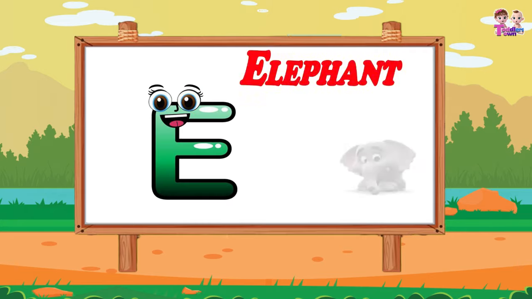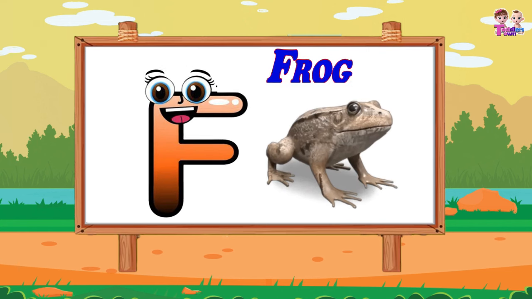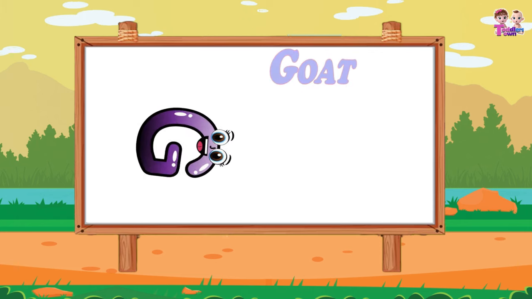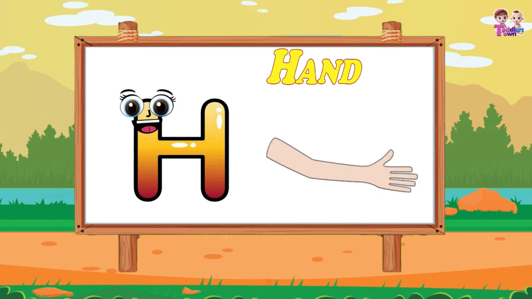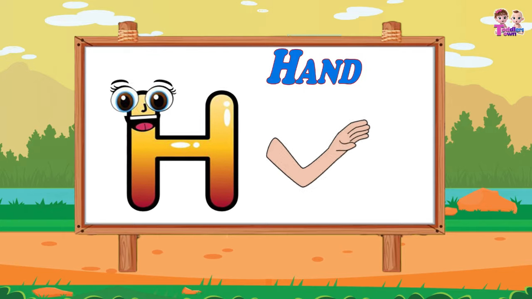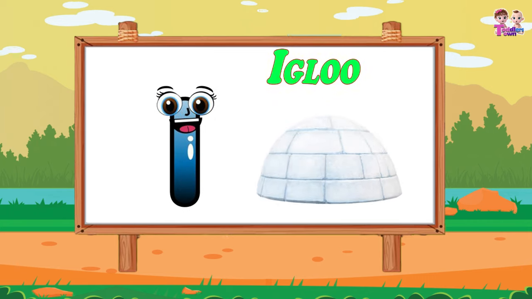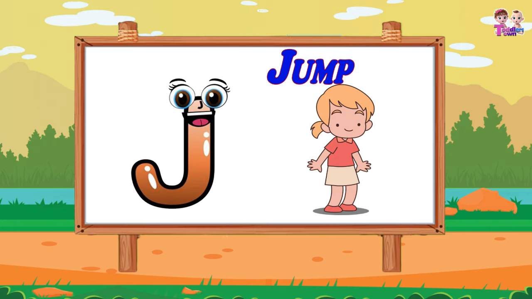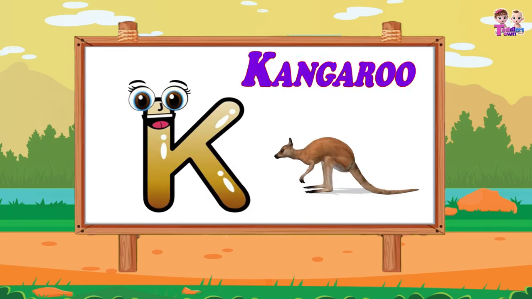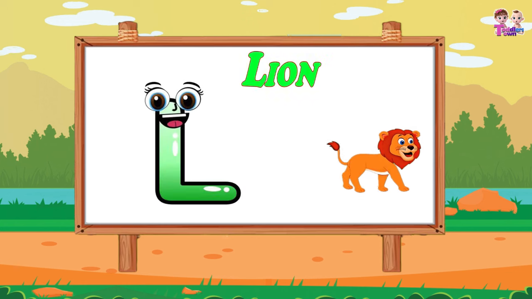E is for elephant, elephant. F is for frog, frog. G is for goat, goat. H is for hand, hand. I is for igloo, igloo. J is for jump, jump. K is for kangaroo, kangaroo. L is for lion, lion.